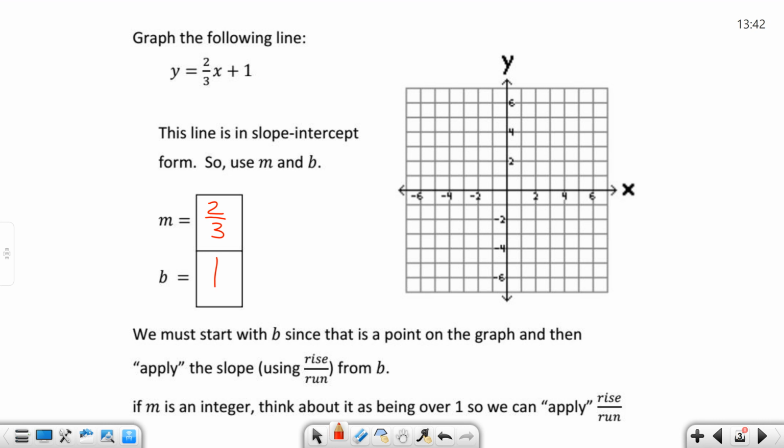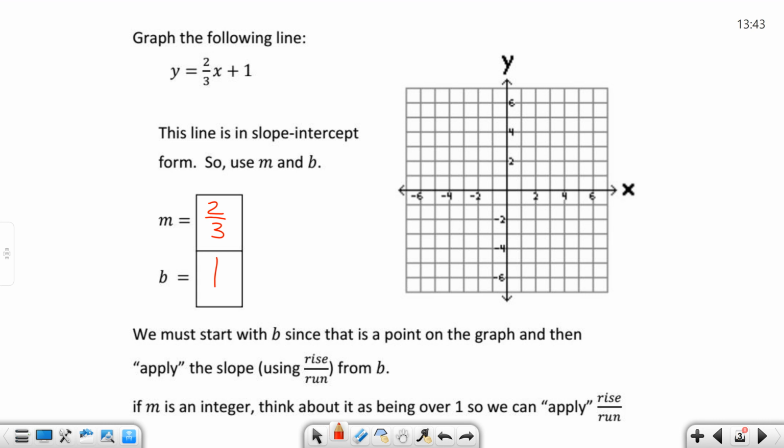So note at the bottom here, we must start with b. That's here, that's our 1. We must start with b since that is a point on the graph, and then apply the slope using rise over run from b. If you only know the slope, you cannot graph a line, because the slope only tells you how 2 points on a line relate to each other. So you must know a point, and then if you apply the slope from that point, you will be back on the line. All right, so we need to apply the slope using rise over run here.